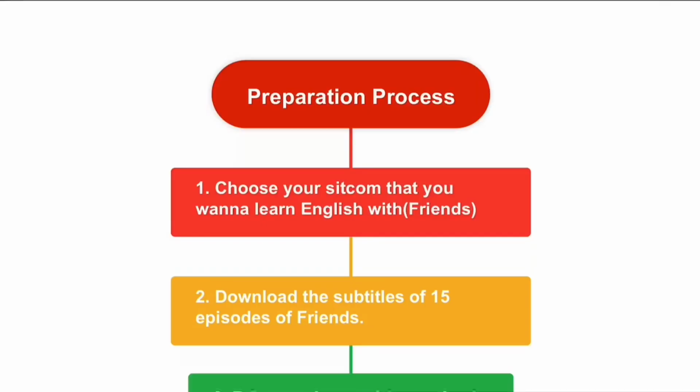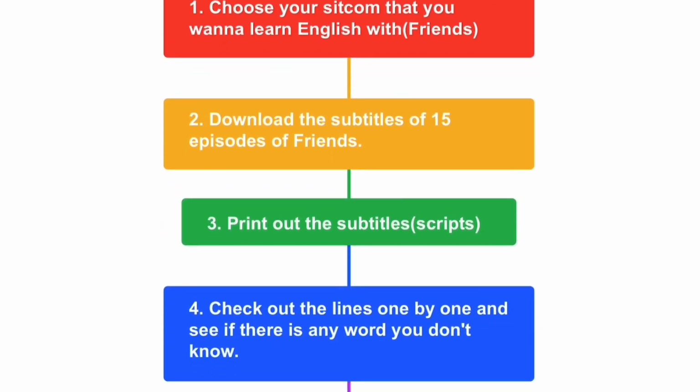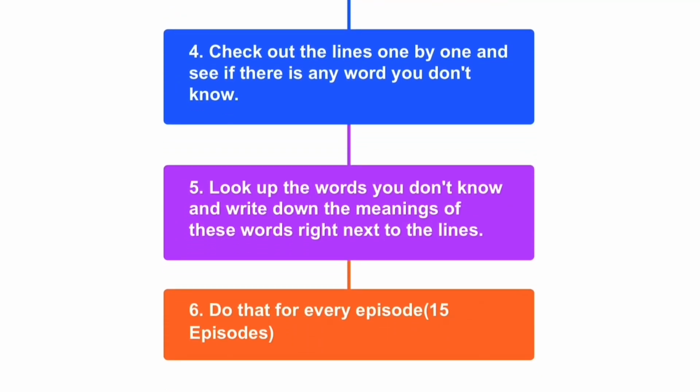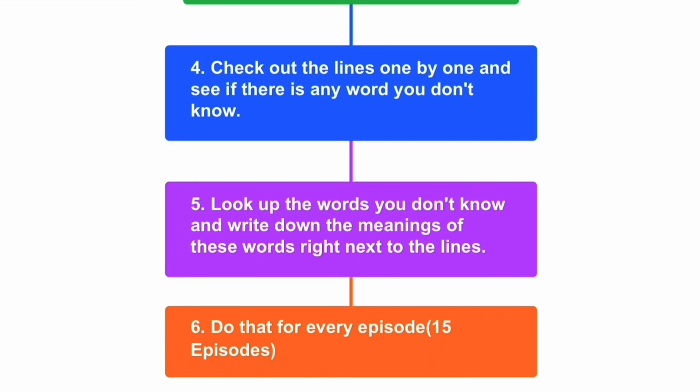So long story short, choose your sitcom that you want to learn English with, which is Friends. And download the subtitles of Friends, like first 15 episodes of Friends. And then print out the subtitles, scripts. And if you don't know how to do that, you can DM me on Instagram. And after printing out your scripts, check out lines one by one and see if there is any word that you don't know. And look up the words that you don't know in the dictionary and write down the meaning of those words, whether it's in your first language or it's from English to English, however you feel comfortable with. And do the same thing for 15 episodes of Friends.